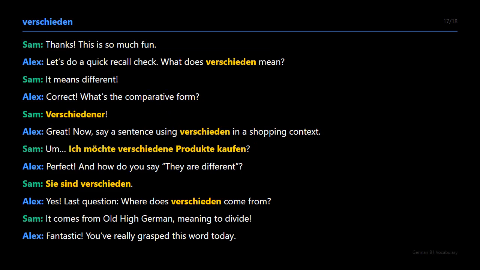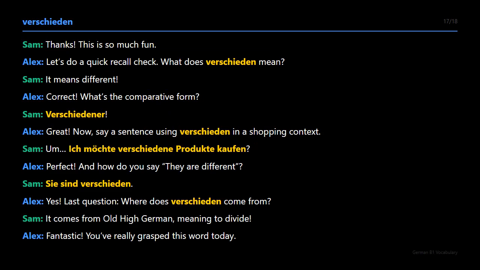Let's do a quick recall check. What does verschieden mean? It means different. Correct. What's the comparative form? Verschiedene. Great. Now, say a sentence using verschieden in a shopping context. Ich möchte verschiedene Produkte kaufen.